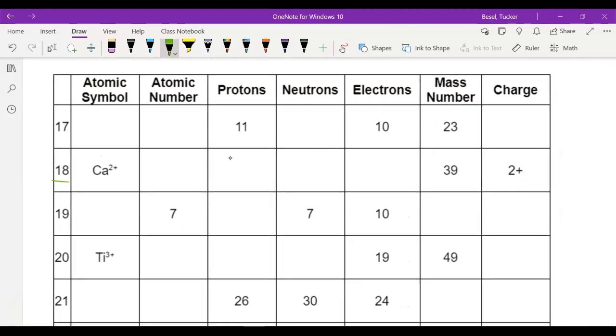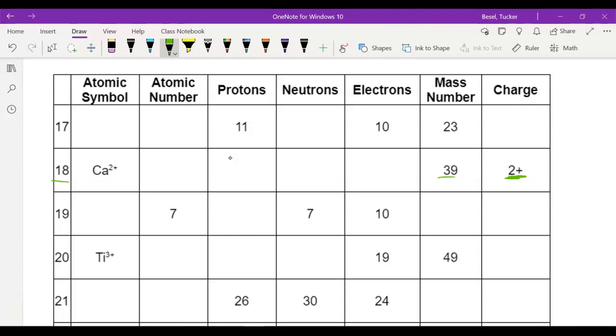So this one, we can see that I've got Ca, but then see how it has a 2 plus up there? That tells me that this is positively charged, and its charge is 2. And so you can see that over here that is written. The atomic symbol, you should always write what the ion charge is if it is an ion. And then this one's nice because it also gives me the mass number.